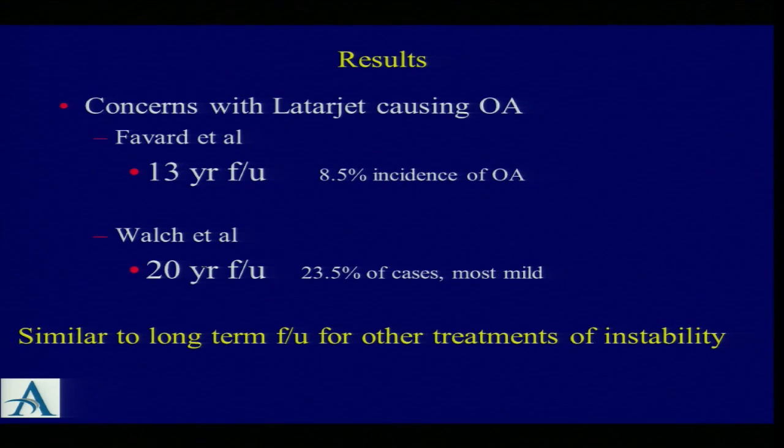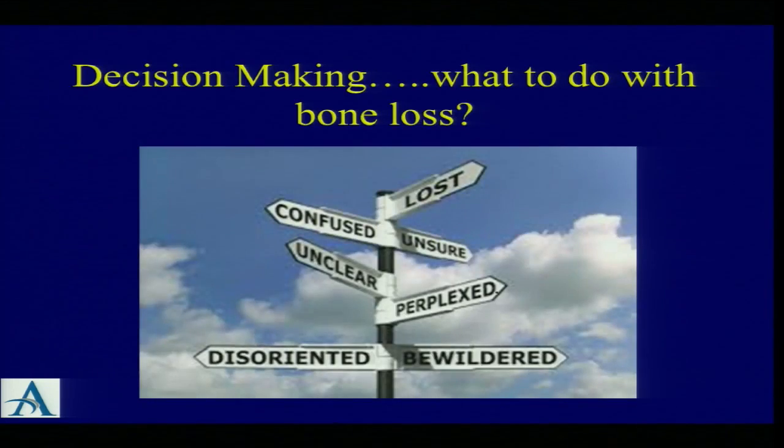And one of the knocks that I remember from residency learning about the LATARJET was that because you were basically shoving a piece of bone into the glenohumeral joint, you potentially were going to increase the incidence of osteoarthritis down the road. Well, the French have followed out their patients for as long as 20 years, thousands of cases, and what they've found is that the incidence of OA at 13 years and then again at 20 years is mild and essentially the same as what you're going to see in the treatment of any other shoulder instability. So I think that potential concern has been debunked.